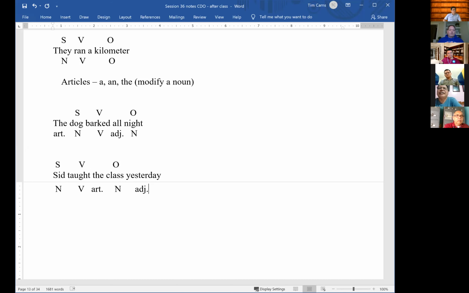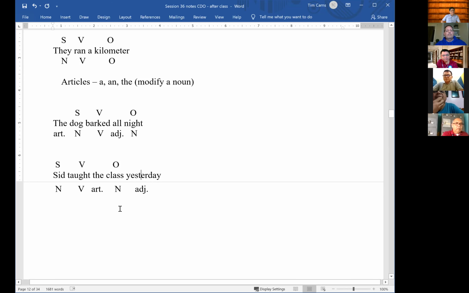What does yesterday normally describe? When we think of yesterday or tomorrow or now, we're speaking about a reference to time, right? If we're talking about time, we're saying when Sid taught the class, right? It's modifying the verb, so it's an adverb. Yesterday is when Sid taught.